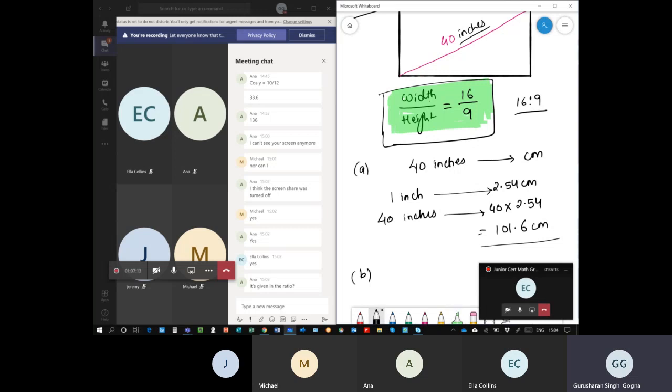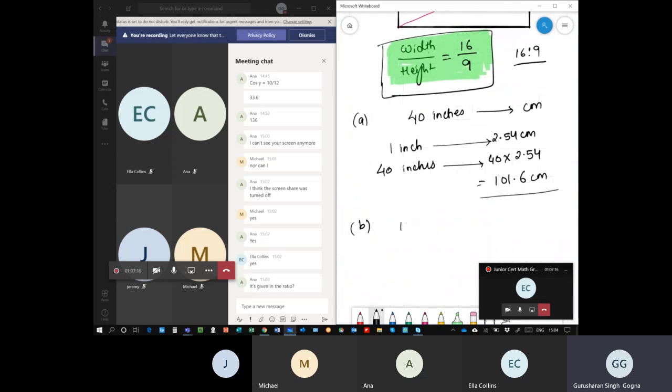Okay, so you need to understand this. 16/9 is the ratio, okay? But we don't know the actual width and height. For example, if the ratio is 1:2, that means 1/2, which means if the width is 1, the height should be 2, isn't it? But it can be anything. 1:2 ratio can be 5/10, width 5, height 10. It can be 20/40. That will also give you 1/2, isn't it?